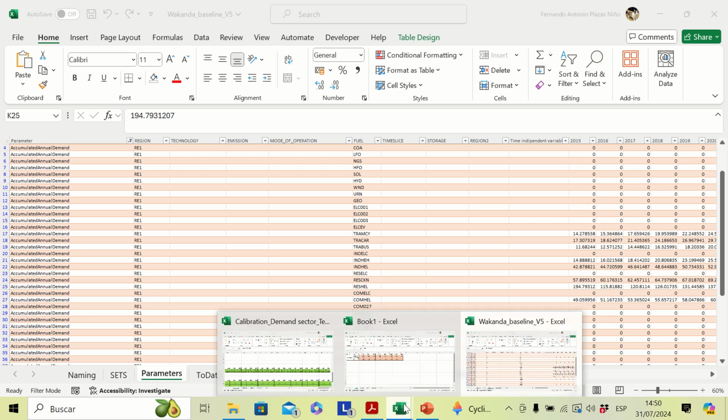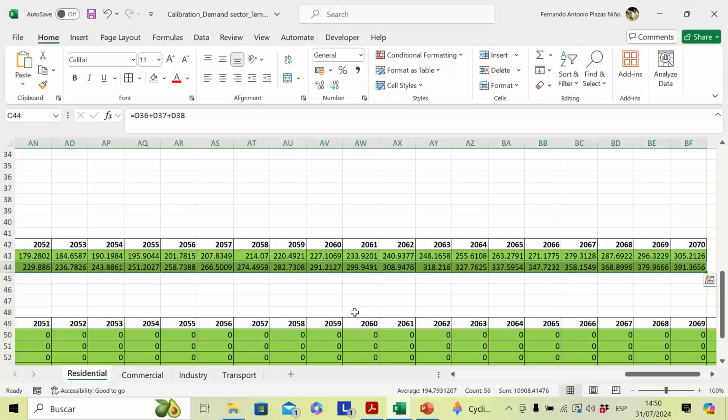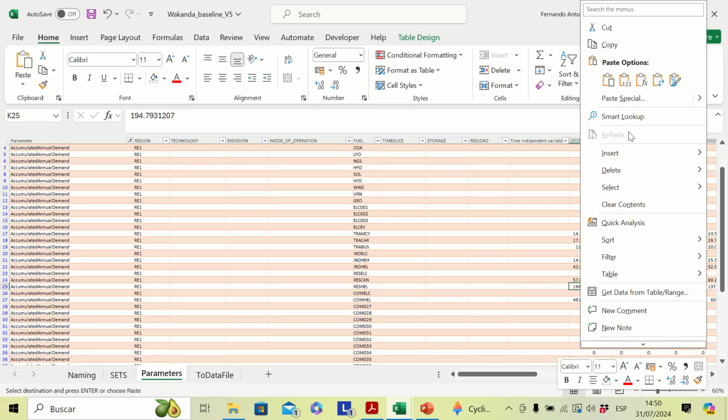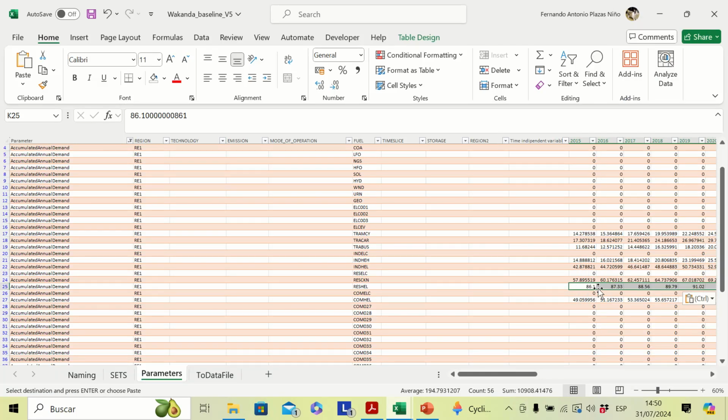So sorry, I made a mistake here. We need to copy this as the time series, and then we can copy this as values, and it's okay. Okay, so this would be the practice for the case of residential.